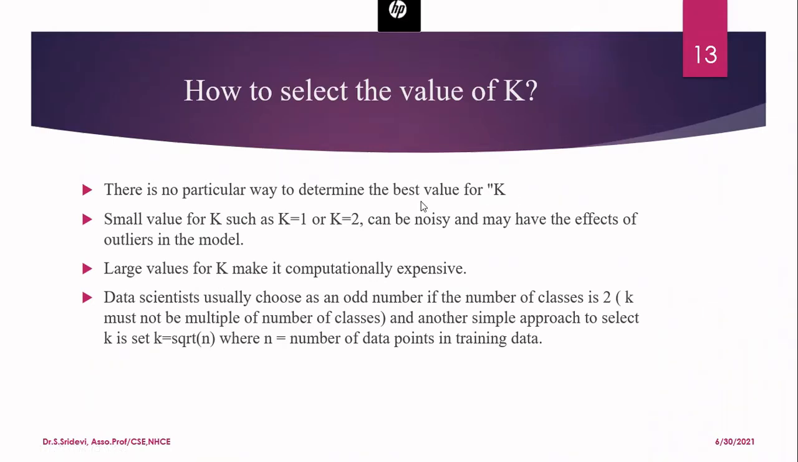So to select the value of K, data scientists usually choose an odd number if we have to predict the classes with two different categories. Like for binary classification, they will always choose an odd number as the K value. The reason is, if you choose an even number as K, suppose K is 4, maybe two of my neighbors will give a positive opinion and two may give a negative opinion. So in that case, I will have a tie.